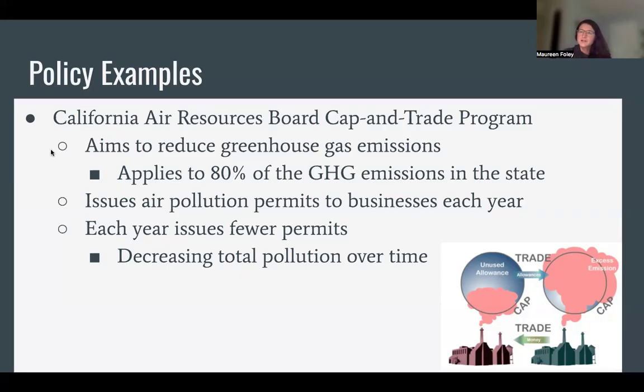And every year with this program, it's not the case for every cap and trade program, but for this program, every year they issue fewer and fewer permits. So they have a goal, I think it's by 2046 or something like that. They want a very, very minimal amount of greenhouse gas emissions to be coming from these industries. So every year we reduce the amount of permits, but we still allow those companies to trade their permits amongst each other.